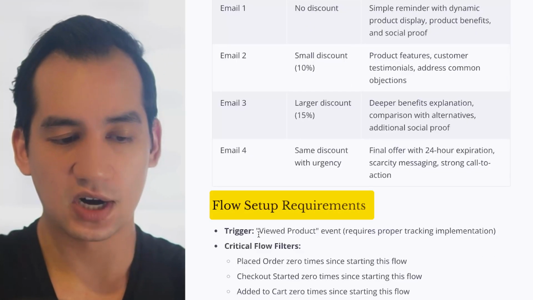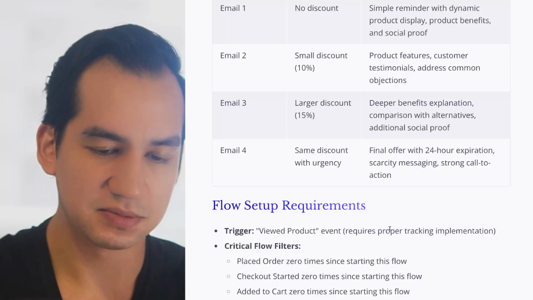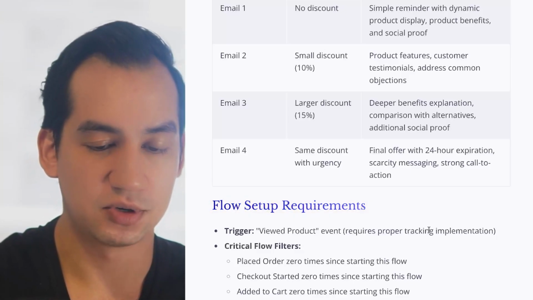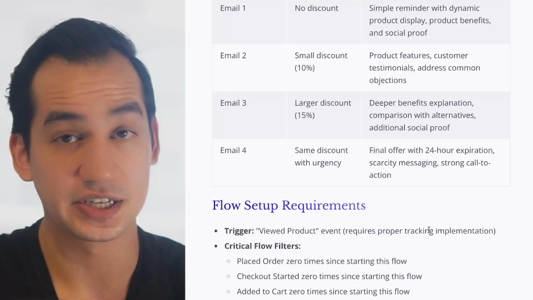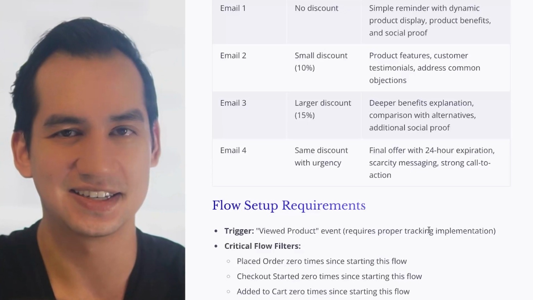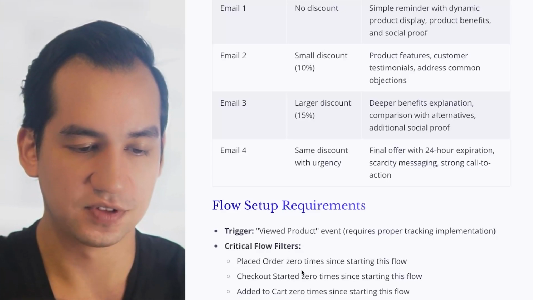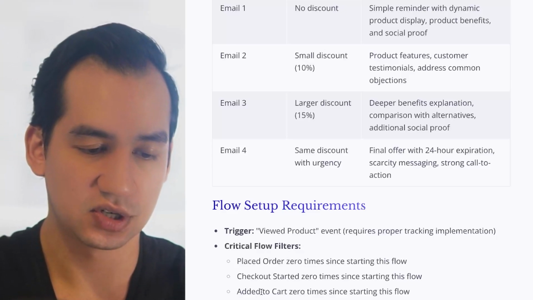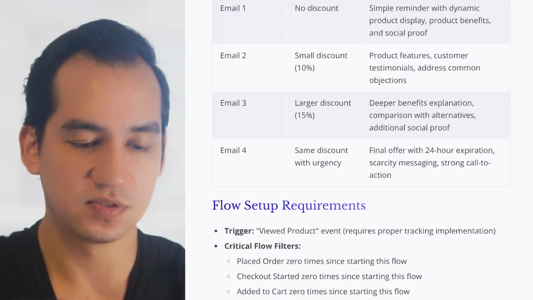Flow setup requirements, so it's going to be triggered by the viewed product event. Sometimes this is going to require proper tracking implementation, although within Klaviyo it's pretty easy to set up. You just click a couple buttons in the settings. Critical flow filters, so place order 0 times since starting this flow, checkout started 0 times since starting this flow, added to cart 0 times since starting this flow, and has not been in this flow in 14 days.